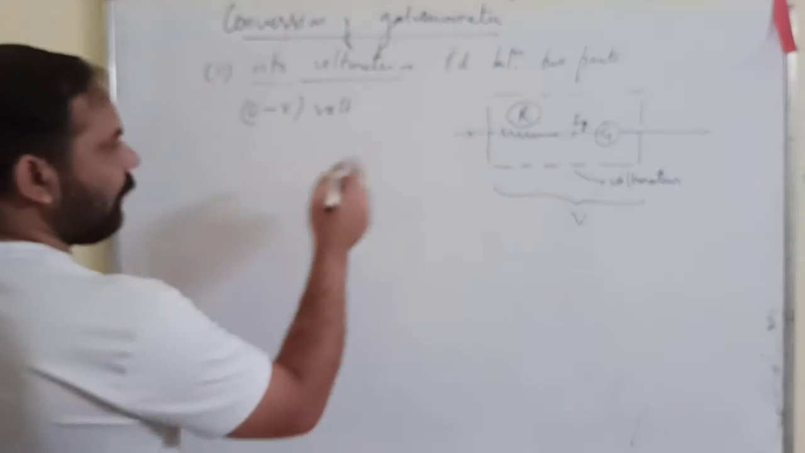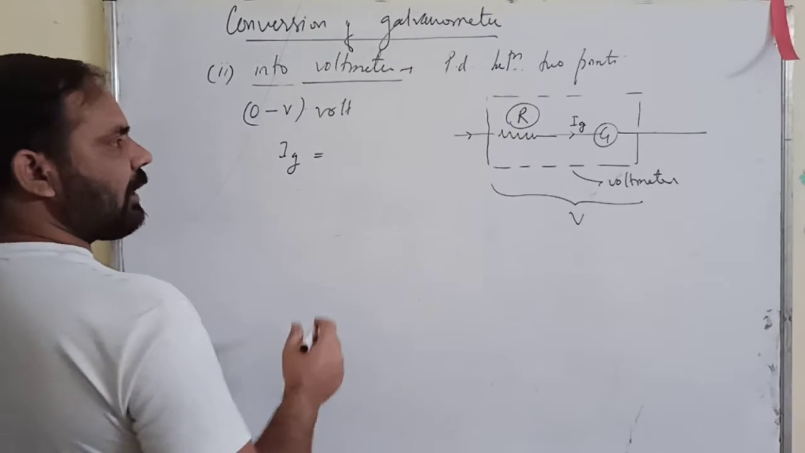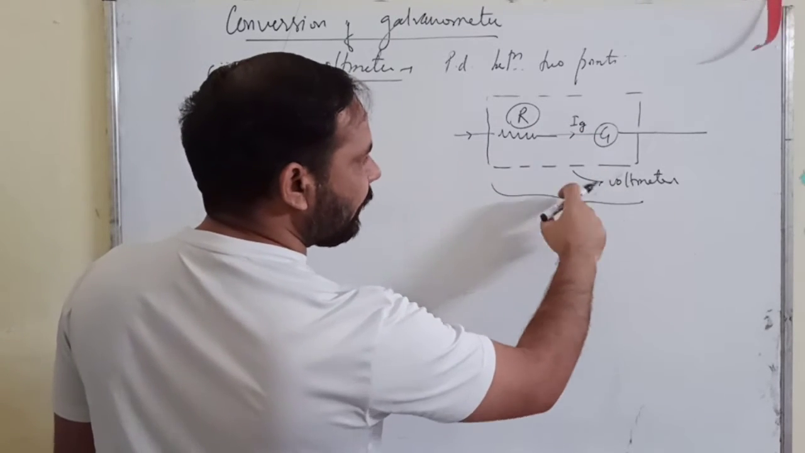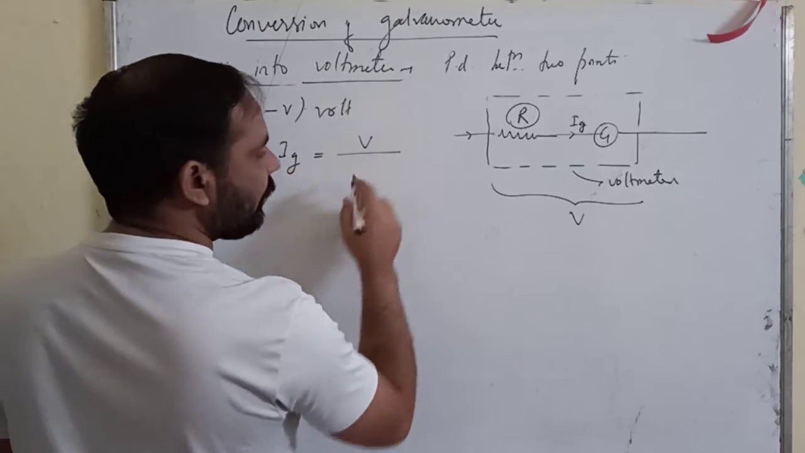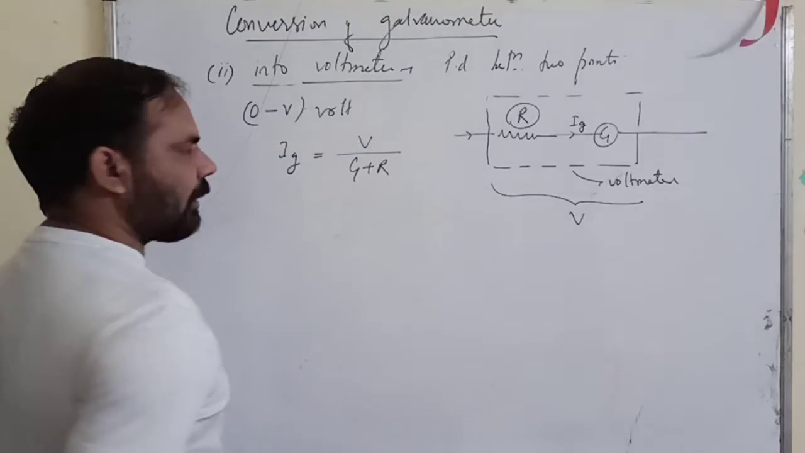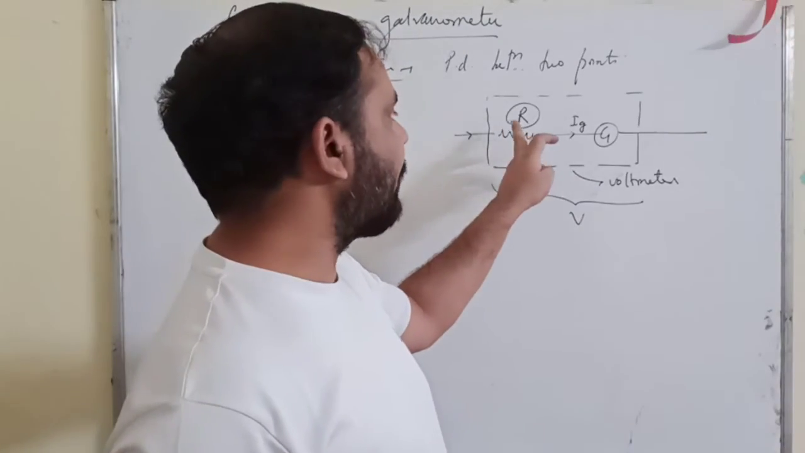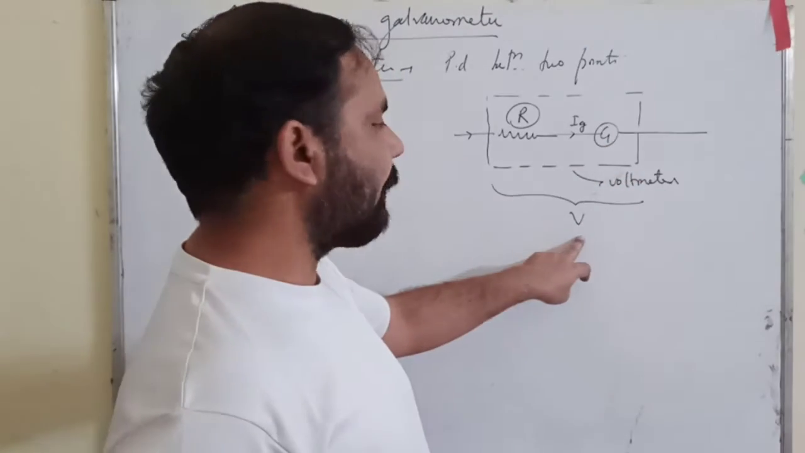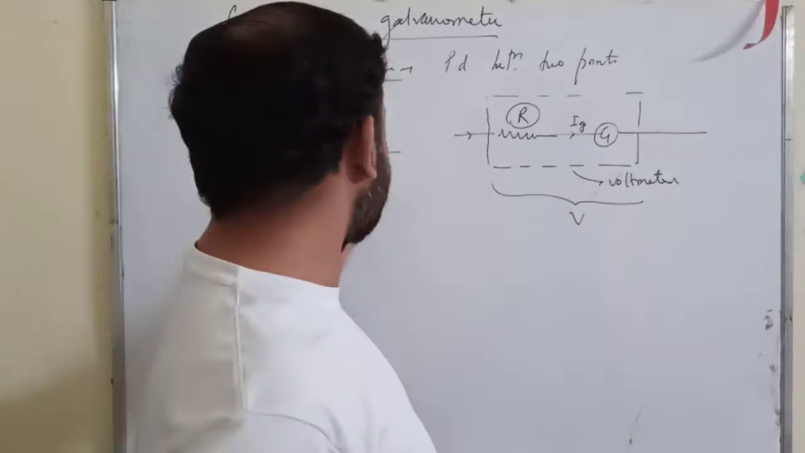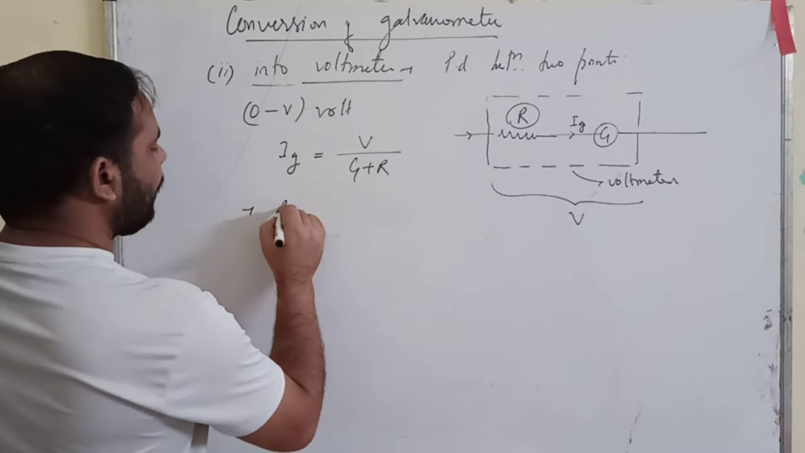Okay, then how much will be Ig? Ig, the current I, is equal to V upon R. V is the potential difference, and the total resistance is G plus R, because they are connected in series. So the total resistance will be R plus G, and the potential difference is V. So Ig, the current flowing through the galvanometer, is V upon G plus R.